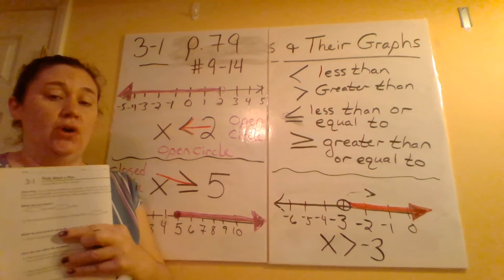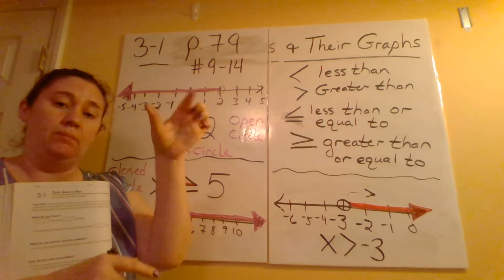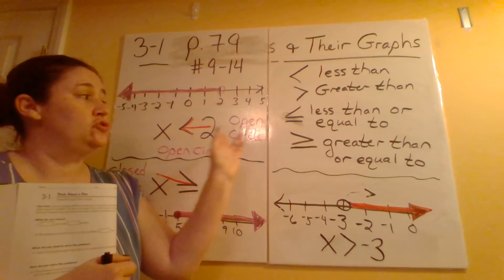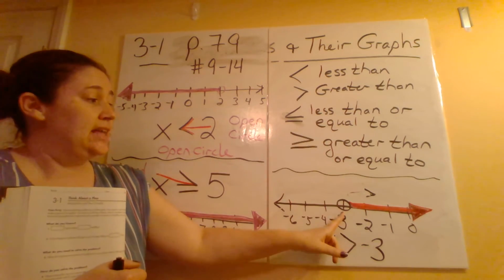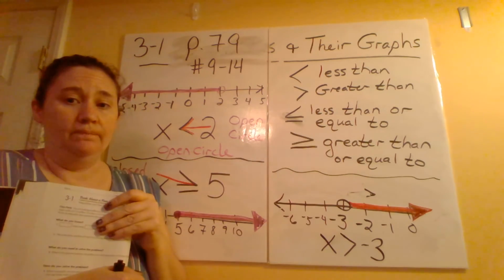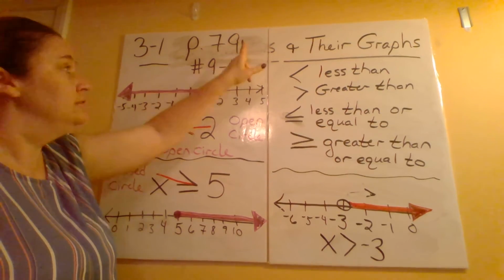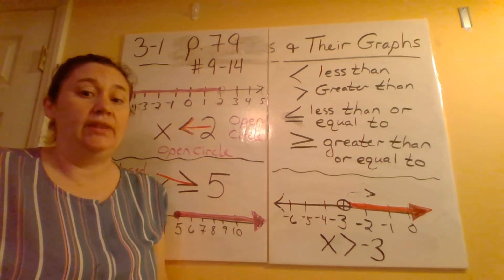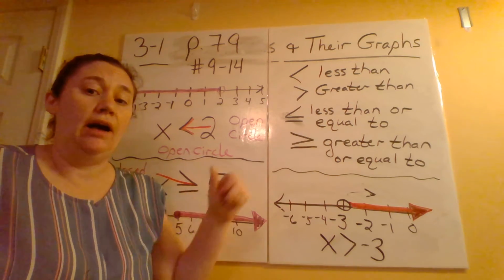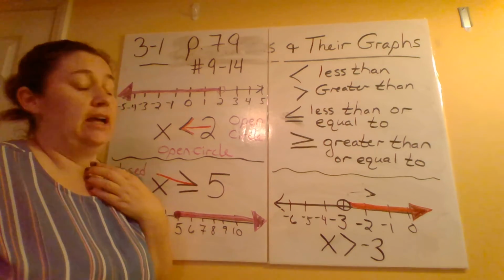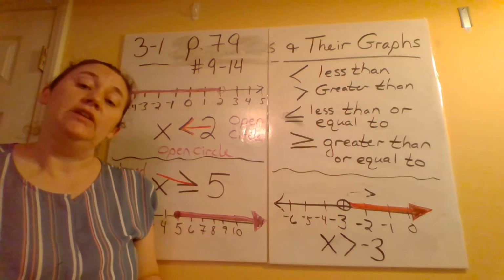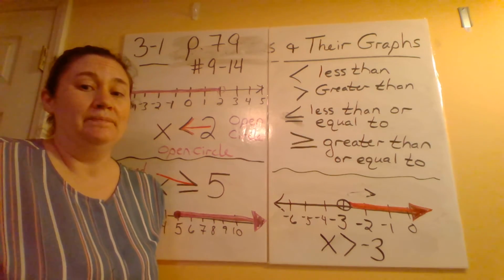So for each one, you need to draw a number line, and you can use the little paper that Mrs. Tate should have given you today. But if you don't have that, that's okay. Just draw a number line like I did. You need to decide if it should have an open circle or a closed circle, and which way the line is going to go. So page 79 in your workbook, numbers 9 to 14, we're working on that right now. I'm going to pause the video, and when I come back, I will go over a couple problems from page 79. So you all pause the video, and when most people are done, then unpause the video, and I will go over a couple of problems. I'll see you in a minute.